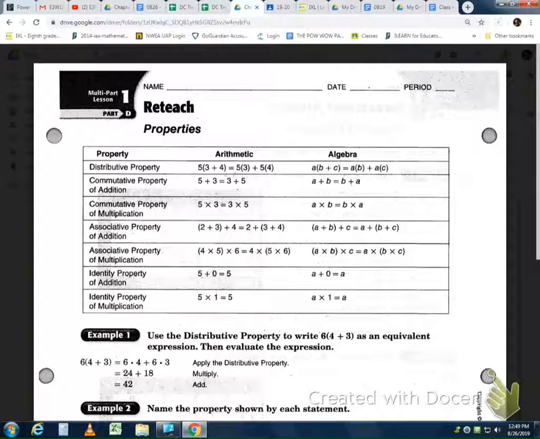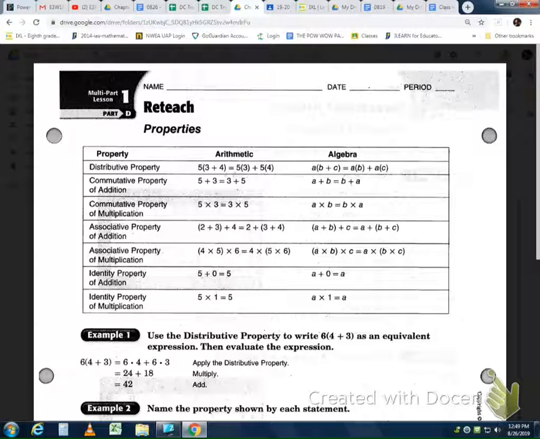Lesson 1.8, Properties. In this lesson we talk about some properties that you have seen in the past, and then we're introducing some new ones. The properties that we are using apply to addition and multiplication. Some of them have a combination of both. So let's just look at the names of the properties and what they show, and then we'll have to identify some properties with problems in the examples.